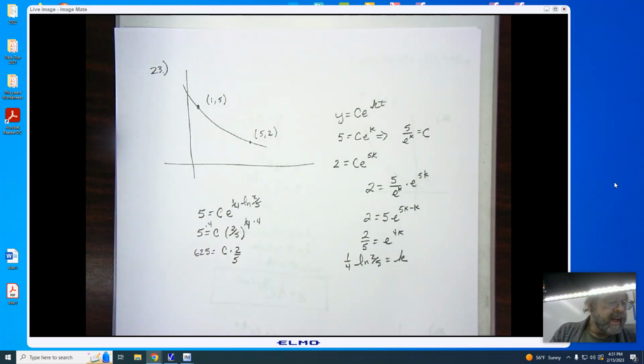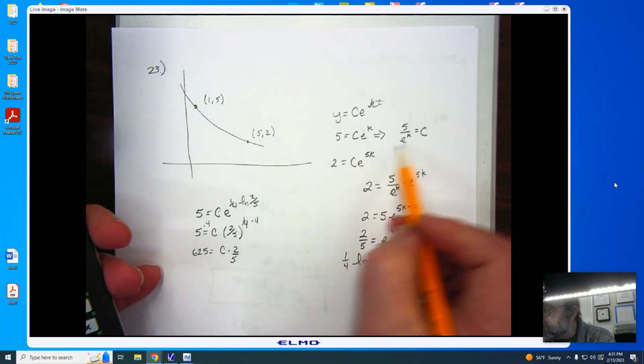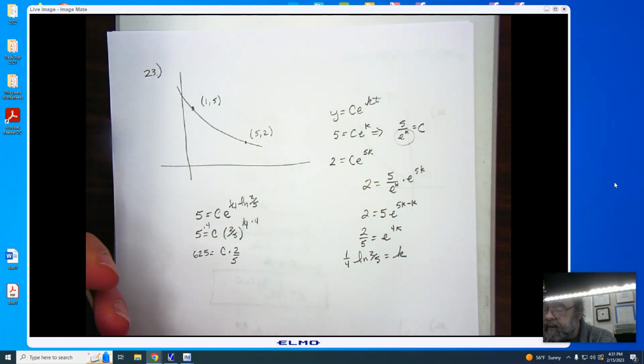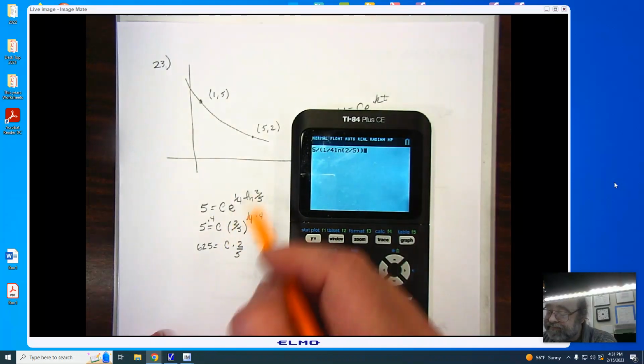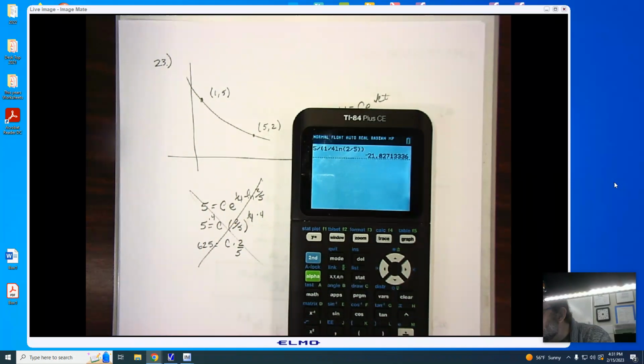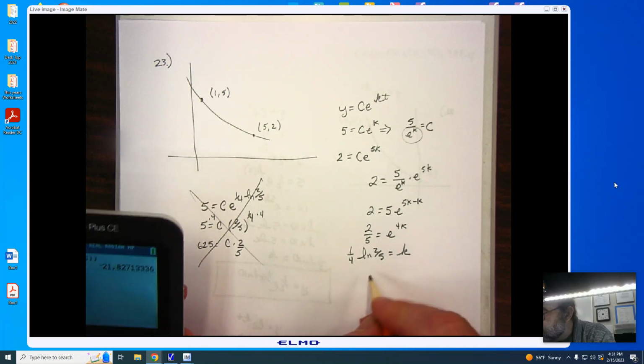Jeez, this is a little bit of a large number now, isn't it, people? Well, it would have been better if I had a calculator. I'm just going to go ahead and put it in right there, and I'm just going to go 5 divided by parentheses 1 divided by 4 natural log of 2/5. This is the easiest way to find it. It allows me to avoid all of this stuff on that side, and hitting enter, I get my constant.